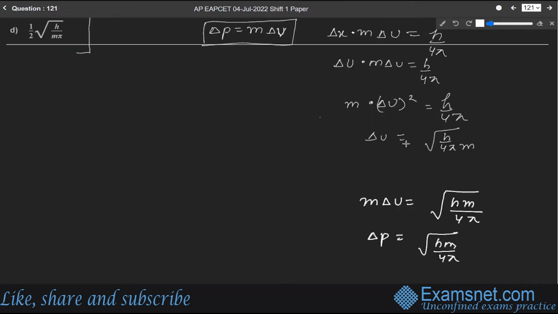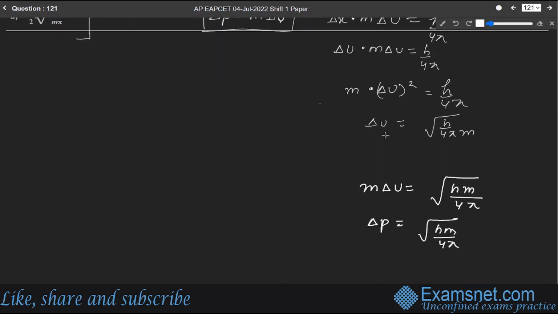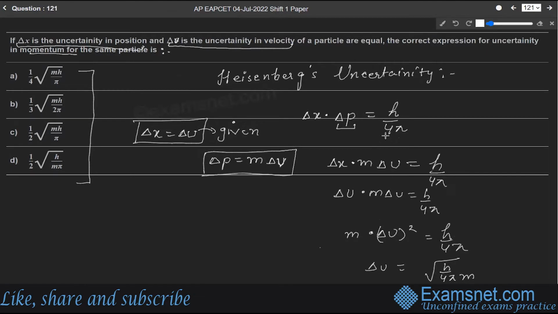Let's look into the options to find the correct option. H m over 4 pi would give you how much? That's exactly h over this one. D option is the correct option. No, wait, D is not the correct option. C option is the correct option. Actually, that's h m over 4 pi, so you can take 2 out of 4 and make 1 by 2 outside. So what you are getting is h over 2 pi times m, exactly matching with option number C.